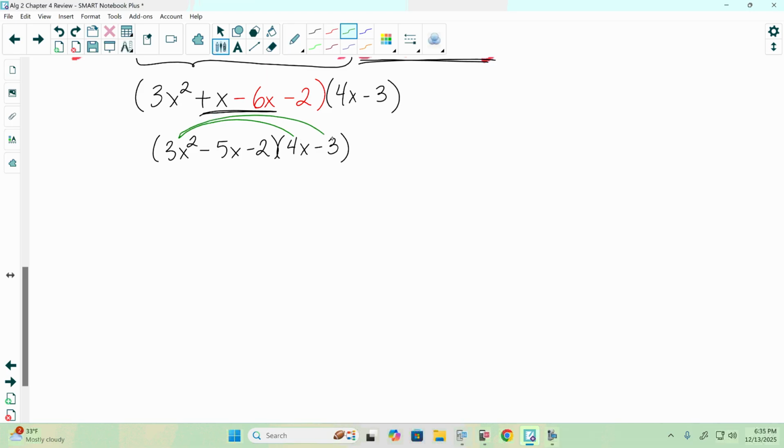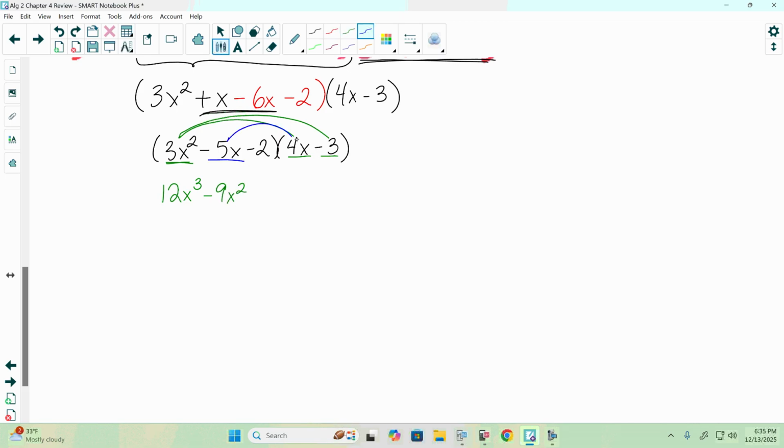We'll distribute the 3x squared first. So 3x squared times 4x. 3 times 4 is going to be 12. X squared times x is going to be x cubed. 3x squared times negative 3. 3 times negative 3 is negative 9. Still have that x squared.